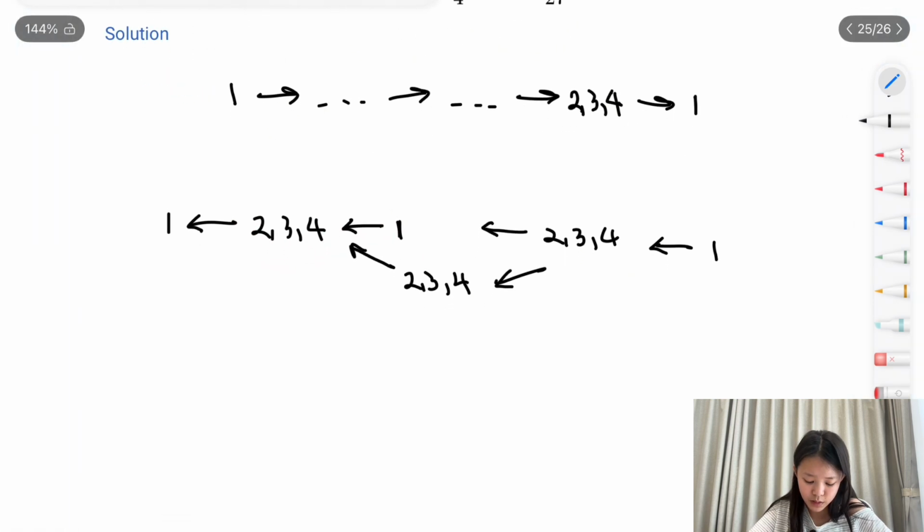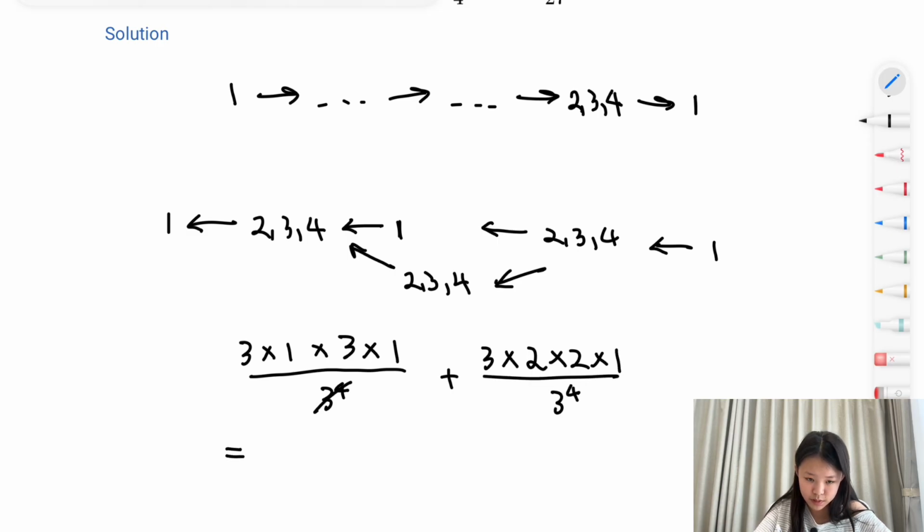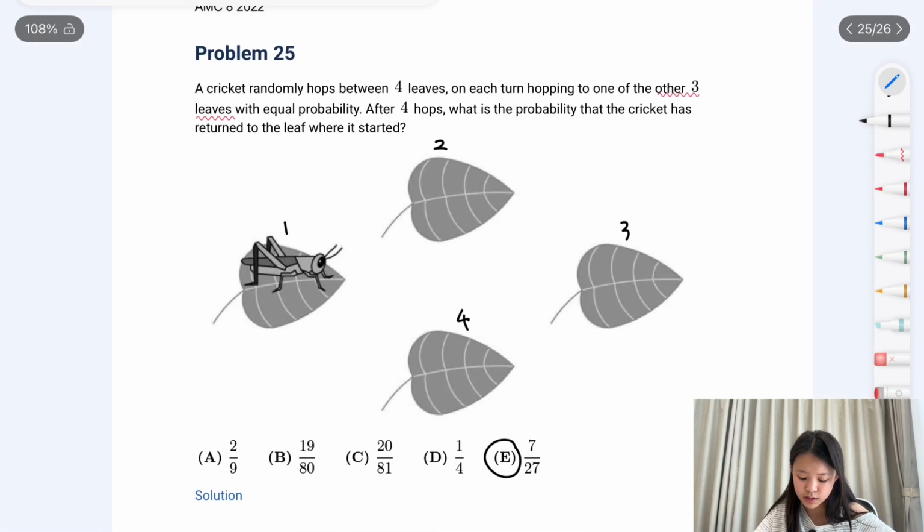So then this means that the final answer you have is 3, since on the first hop here, you have 3 leaves you can hop to. The next hop is, assuming that you're hopping to 1, then you have 1 location you can hop to. And from this, you have 3 locations you can hop to, and then 1 in the end. The total number of ways you can jump around is 3 to the power of 4, since you have 4 different hops, and 3 other leaves you can hop to in every hop. And then the second way is 3 times 2 times 2 times 1, divided by 3 to the power of 4. And so you can cross out some numbers first. And then you get 3 plus 4 over 3 to the power of 3, which is 7 over 27. So the final answer is E, 27 over 27.